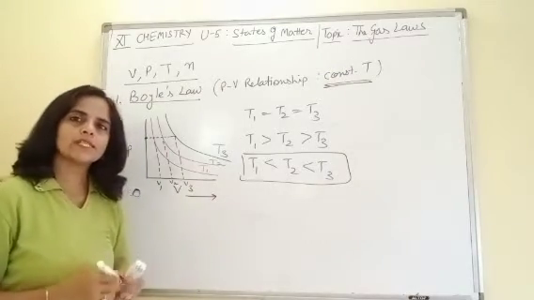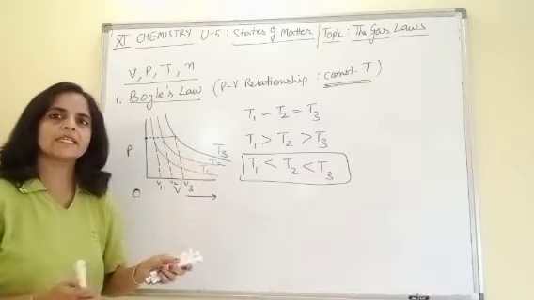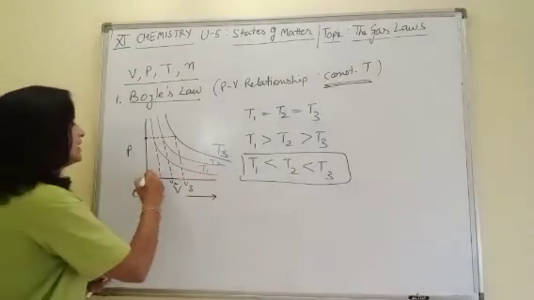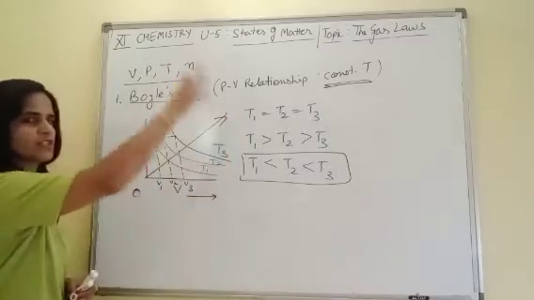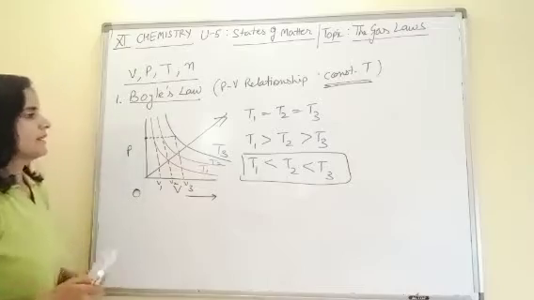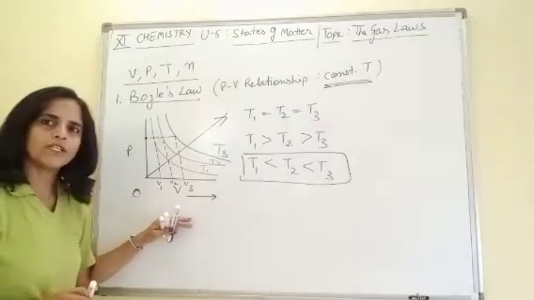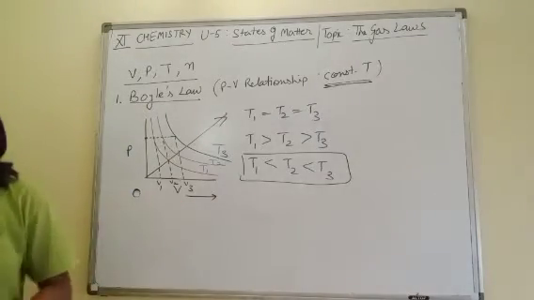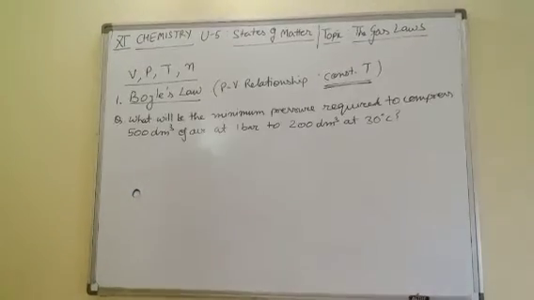So this is the way to decide when all the three are variables: keep one constant and then you can easily relate the others. So this is the direction, that increasing order of temperature. Yes, now this concept of Boyle's law is clear. Take one question so that we can apply this law now.